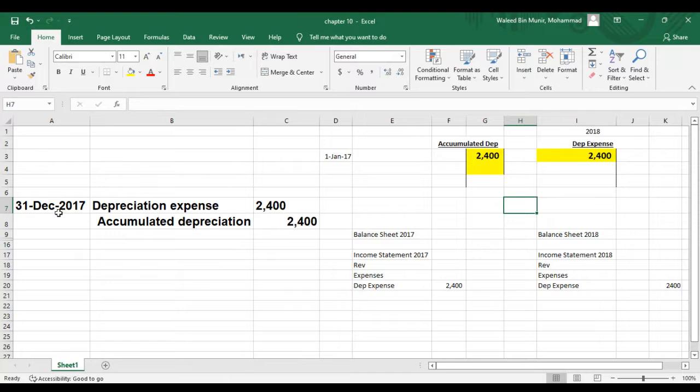Let's say this is the entry for 2017 when you post. Remember, this is very basic accounting. 2,400. Okay, this is my equipment. What was the cost of equipment, if you remember? If I post it, remember, you purchase the equipment. It is the T account. The balance of equipment is, let me delete it. I'll just put it here. T account for equipment.